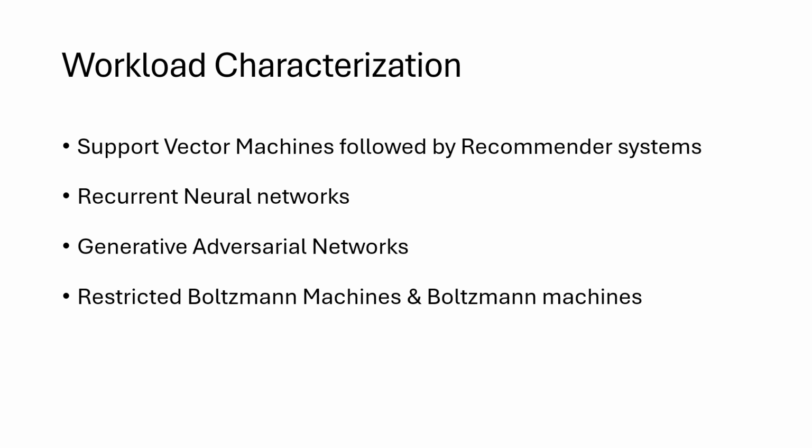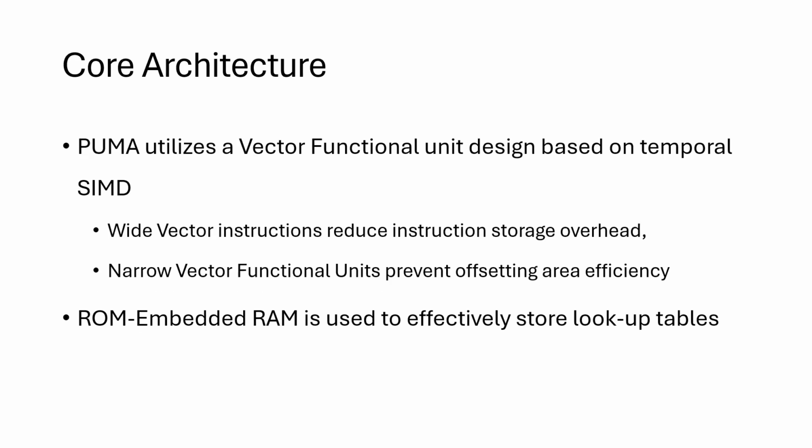There are recurrent neural networks used for sequence processing to compute weighted sums on input and previous state. And finally, there are generative adversarial networks. These are made of two neural networks that compete to reach equilibrium. And then there are restricted Boltzmann machines and Boltzmann machines, and these are used in unsupervised learning tasks for energy minimization.